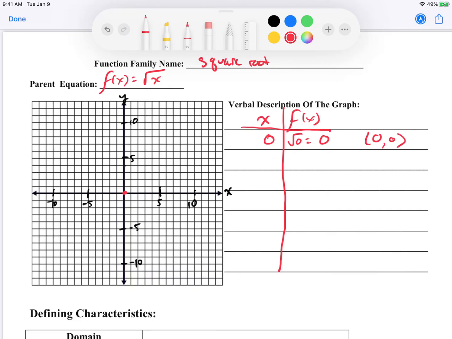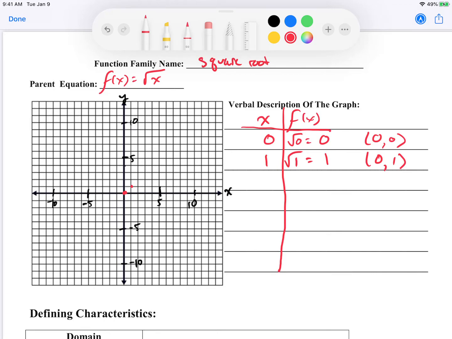Now let's go to the right a little bit. If x is equal to 1, that means f of x is equal to the square root of 1, which is simply 1. So my second point is just 1, 1. Again, starting off very similar to what we did before.